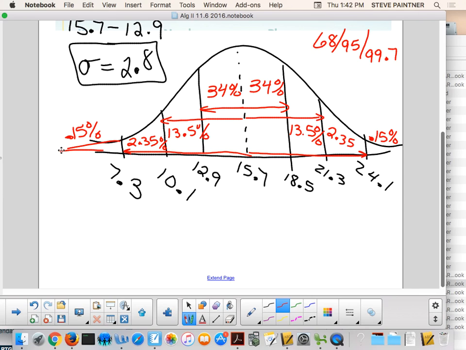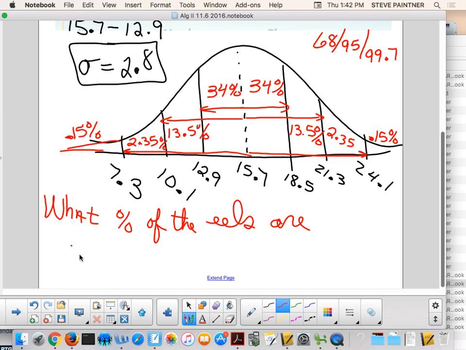Here's what I want you to tell me. This is about eels, right? So, this is how your quiz looks next week. What percent of the eels are, and here's what the question will be next week. It will say, blah, blah, blah, greater than 18.5 inches. Don't say it, just think it and put it in there.